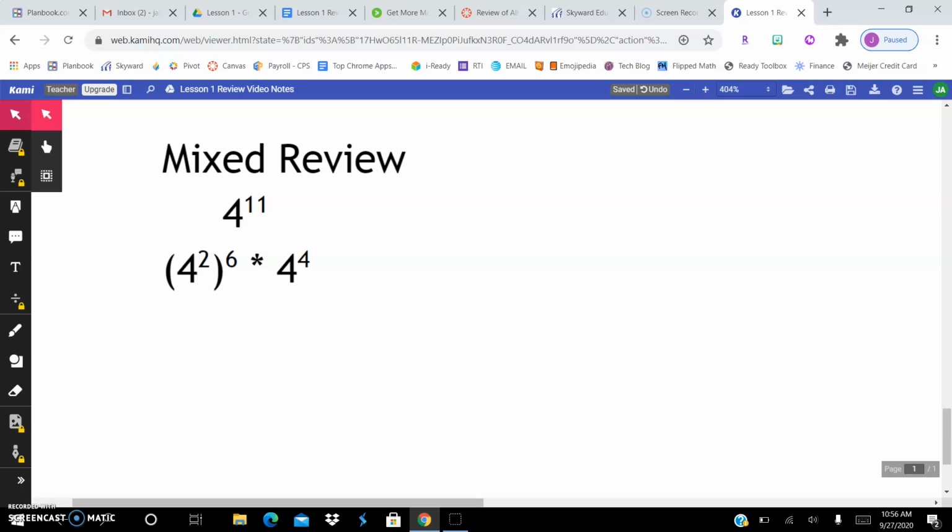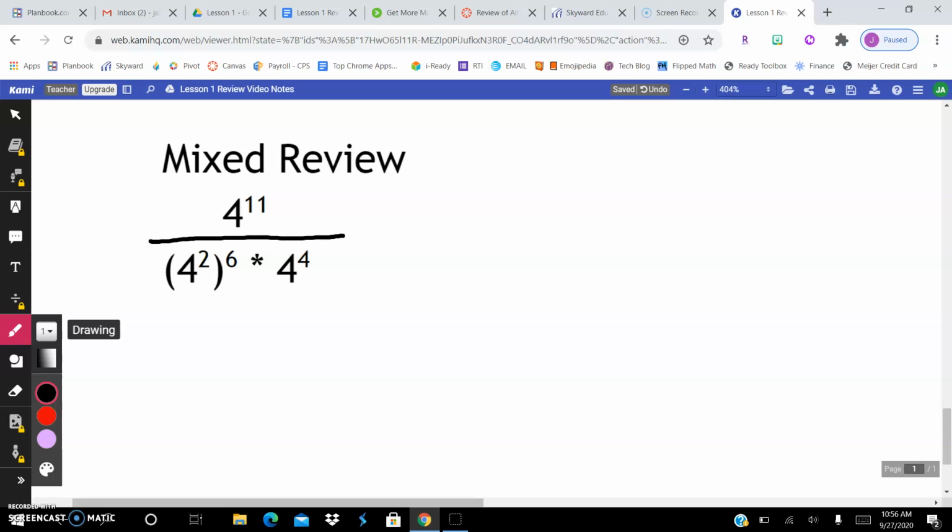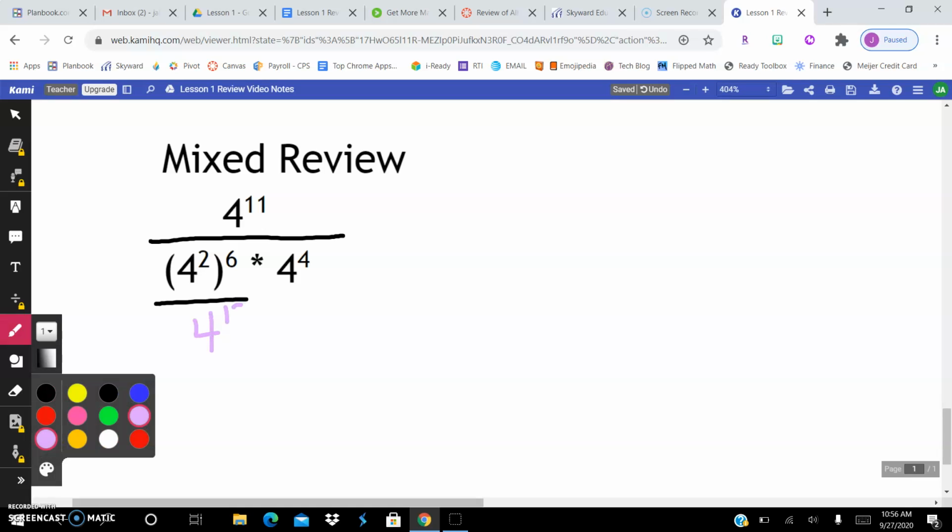And for a mixed review question where it has a couple of different things that we have to look at, I have 4 to the 11th power over 4 squared to the 6th power times 4 to the 4th power. So in the order of operations, you are always told to look at parentheses first. So that's where my eyes go straight to, right here. So 4 squared to the 6th power is going to simplify to 4 to the 12th power because we have to multiply those. So then I'm left with 4 to the 12th times 4 to the 4th at the bottom. Multiplying with the same base, I'm going to have to add those exponents. So I have 4 to the 12th plus 4 would be 4 to the 16th power.